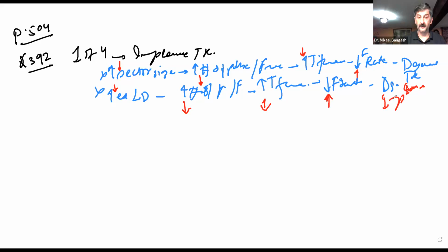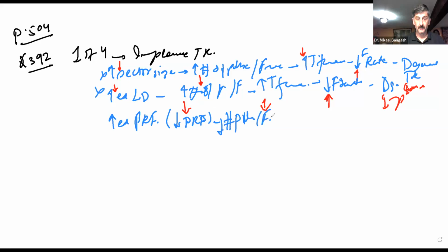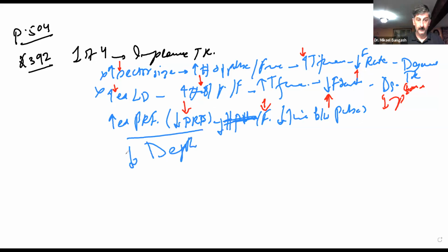Increased PRF. Now we can say an increased PRF mainly means that there will be a reduced PRP, which is indirectly saying a reduced number of pulses per frame, or time between pulses of a frame. So we can say reduced time between pulses, which means we have a reduced depth. So reduced depth is going to improve your temporal resolution.